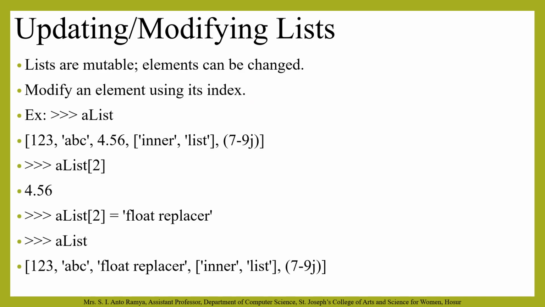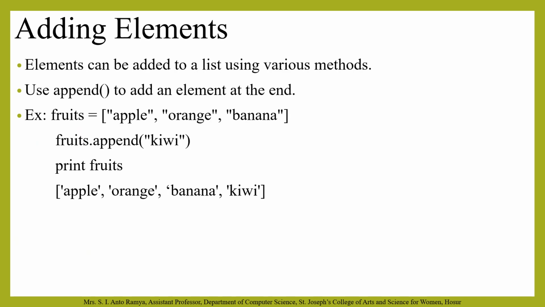Updating or modifying list. Like we already saw, lists are mutable. The values can be changed. So let's directly go to the example. Here we are having the A list with values 1, 2, 3, A, B, C, everything. So A list of 2. The positions are 0, 1 and 2, so in the second position we are having 4.56. Now what we are doing here is A list of 2 is equal to float replacer. So we are replacing the second value. The second value 4.56 is replaced by float replacer. So now if you print the A list, you can see in the second position there is no 4.56, instead float replacer is there.